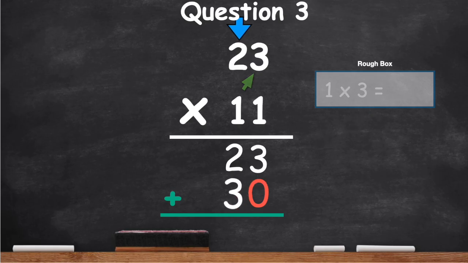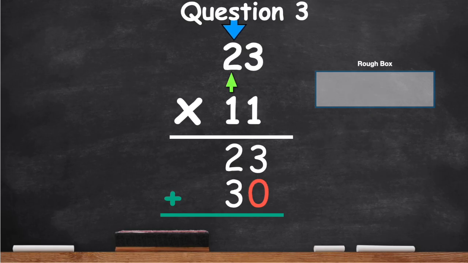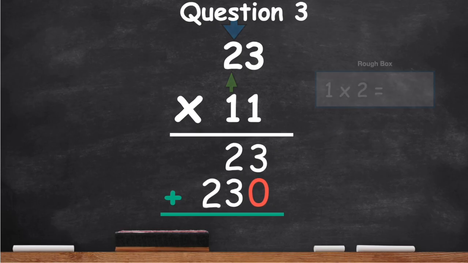Now we're going to do 1 times 2. So in the rough box, we're going to write 1 times 2. 1 times 2 equals 2. So now we're going to bring that 2 down to the answer section in the 100 column. And now it is time to add.